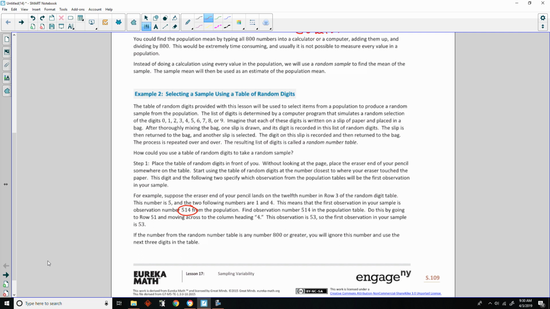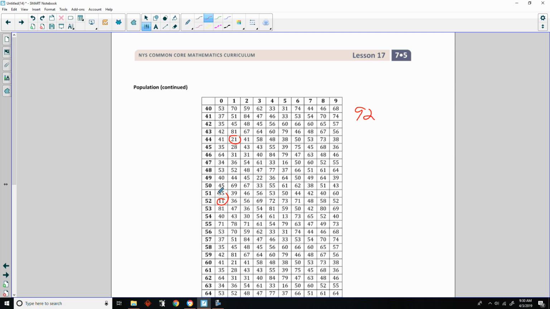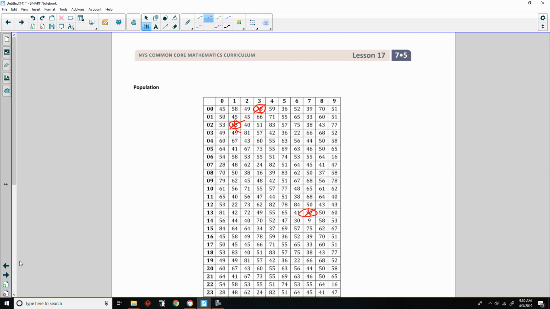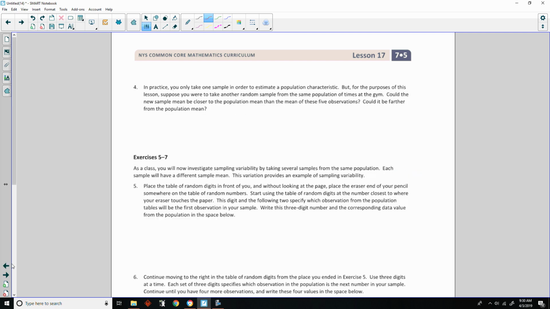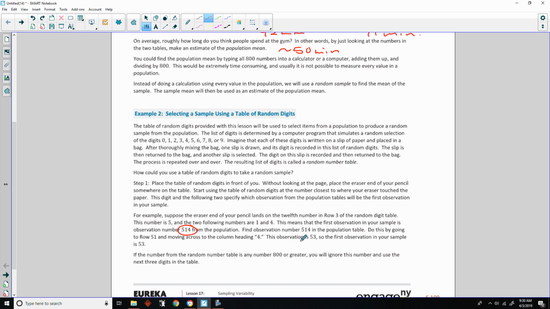Find observation number 514. By doing this, go to row 51 and move to column 4. So I'll go to this. 51, 1, 2, 3, 4 is right here because there's a 0. There's 500, 510, 11, 12, 13, 14. And the number was 53. So that's how we're doing this, okay? This observation is 53, so the observation of your sample is 53.